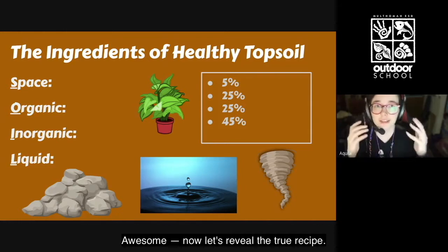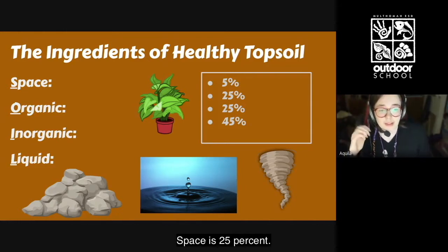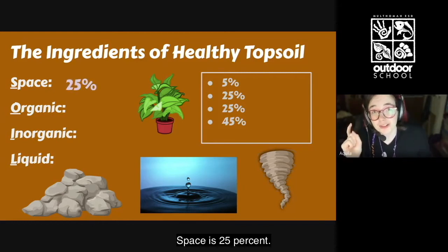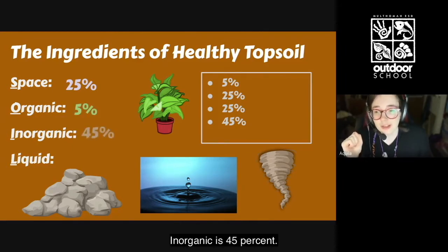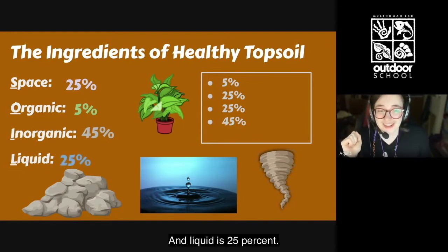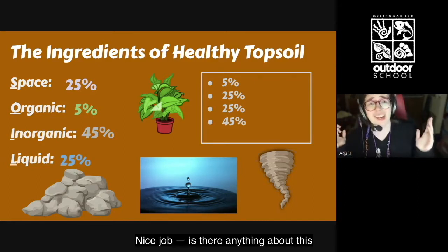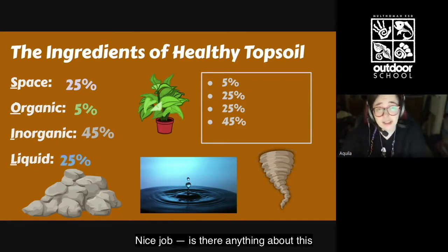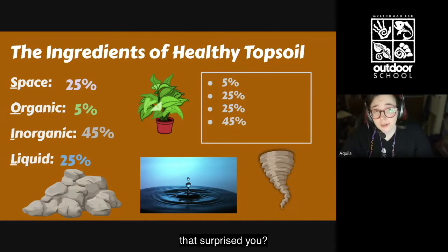Awesome. Now let's reveal the true recipe. Space is 25%. Organic is 5%. Inorganic is 45%. And liquid is 25%. Nice job. Is there anything about this that surprised you?